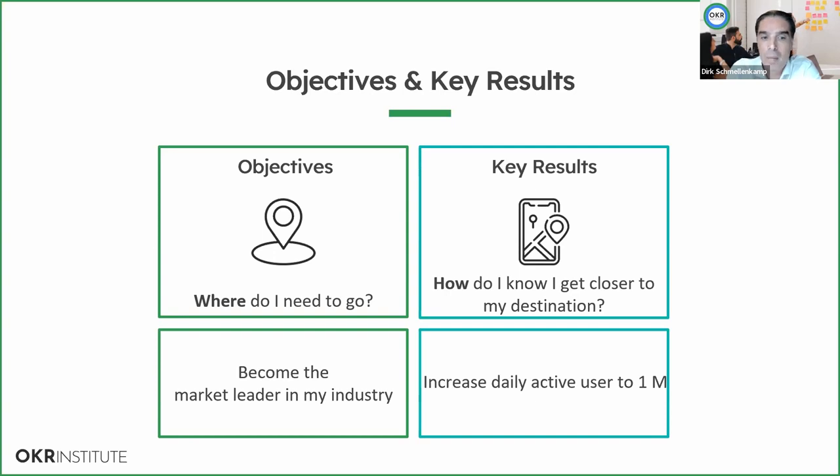How do you know you achieved your goal? You achieved your objective. How do you know you are the market leader? So you need to define this market leader further in your key results. So if you know your peer group, your competitors, your benchmark, then maybe this is your benchmark: 1 million monthly active users. And if you have achieved it, then you also achieved your goal. You're at your destination.